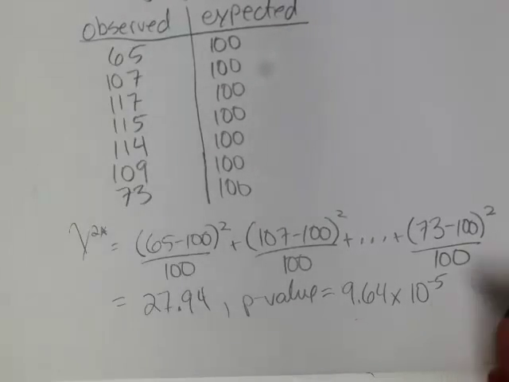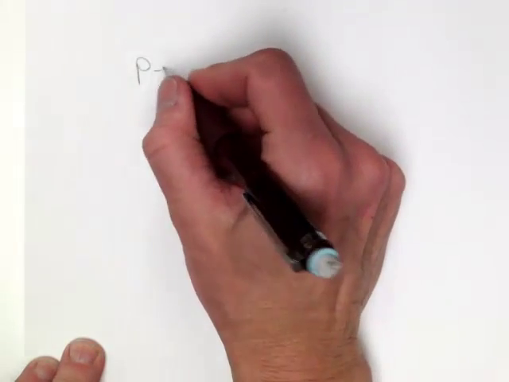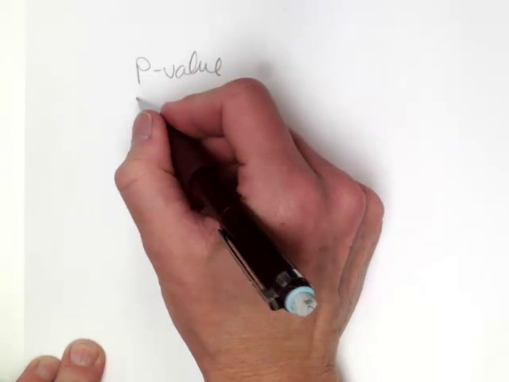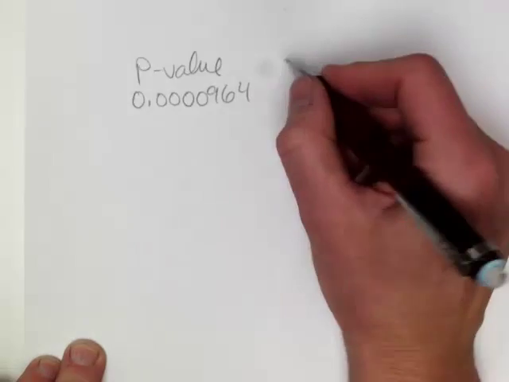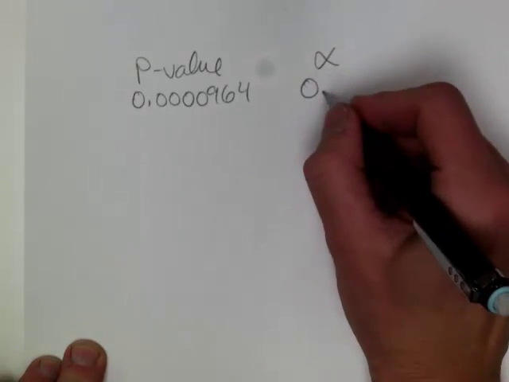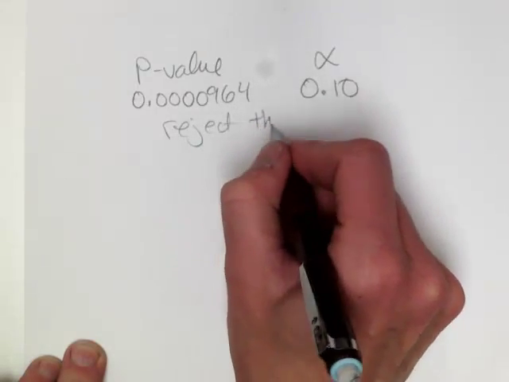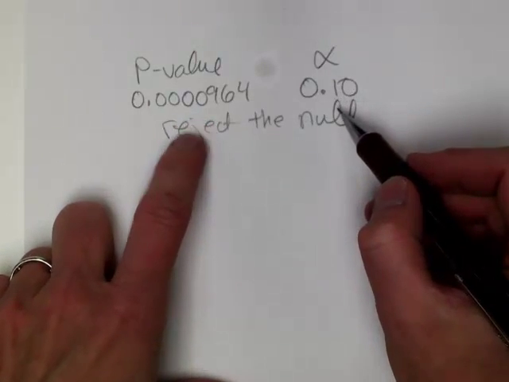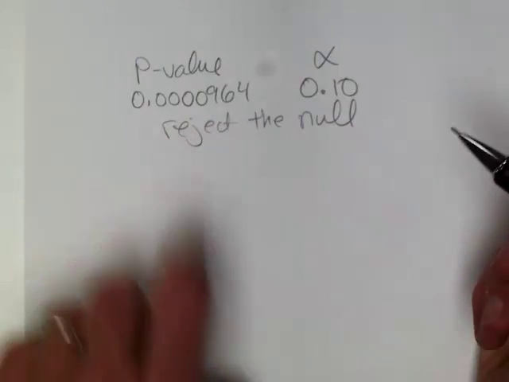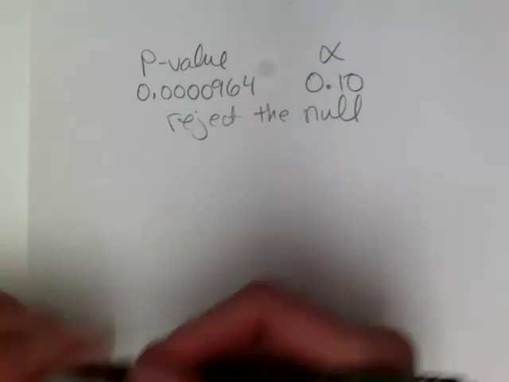Okay, so our level of significance for this problem is 0.1. Comparing the p-value of approximately 0.0000964 to our level of significance of 0.1, the decision will be to reject the null. In fact, we would be rejecting the null at all common levels of significance since this p-value is extremely small. Okay, let's go ahead and find the critical value.